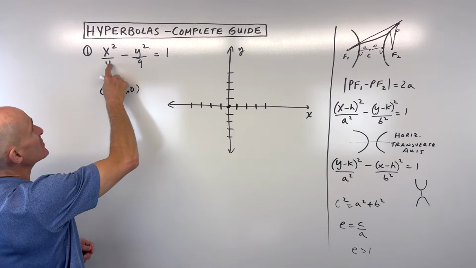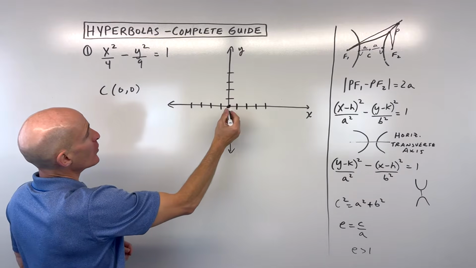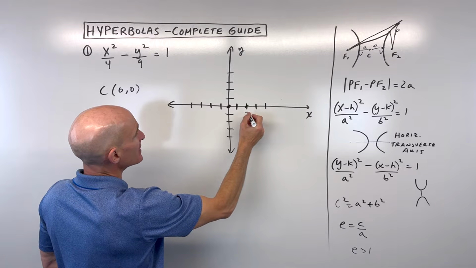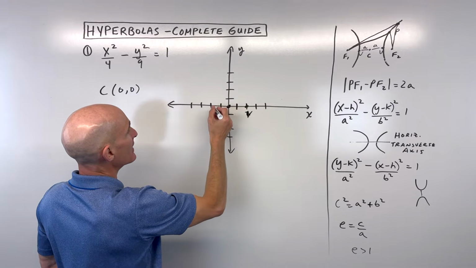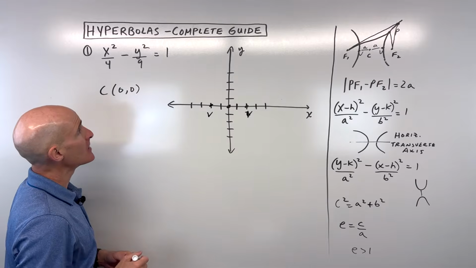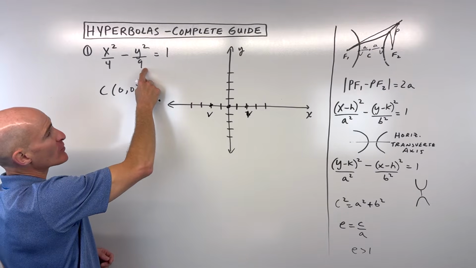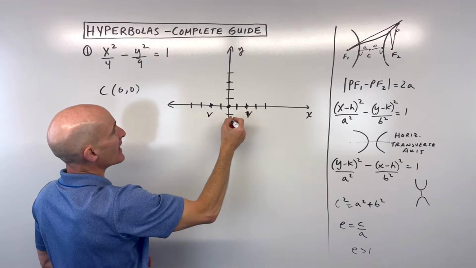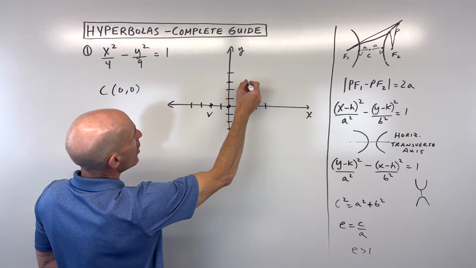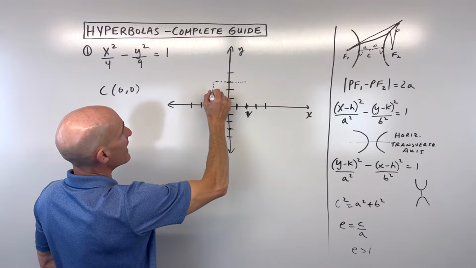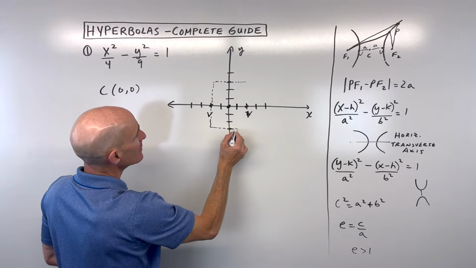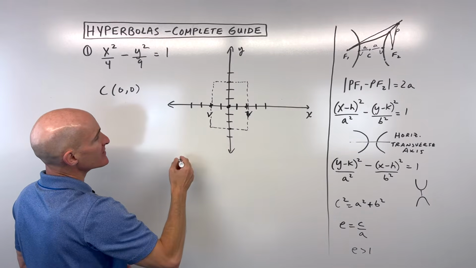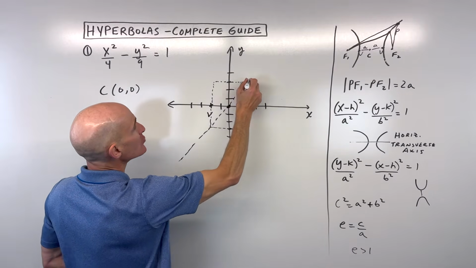And what we do is we take this number here, 4, we're going to go in the x direction, the square root of 4, which is going to be at (2, 0), that's our vertex, and (-2, 0), that's our other vertex. With this other value, 9, we're going to go in the y direction, up 3 and down 3. And what we do is we draw a dashed or dotted rectangle through those points, and we use the corners of this rectangle and the center to draw our asymptotes.